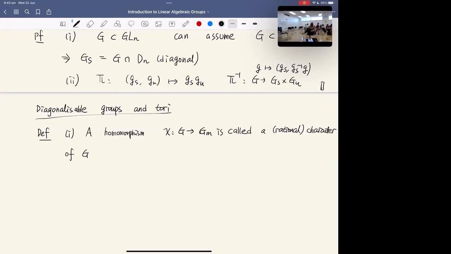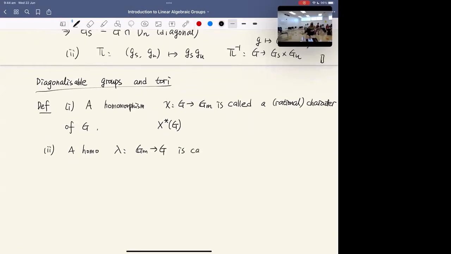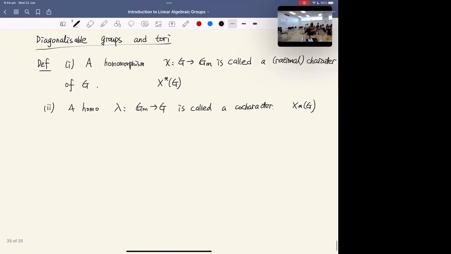So a homomorphism from G to Gm is just a character of G. We will denote the set of characters of G by X upper star G. And similarly, a homomorphism lambda from Gm to G is going to be called a co-character. And we will write X lower star G for its set of co-characters. Well, these are some special homomorphisms.